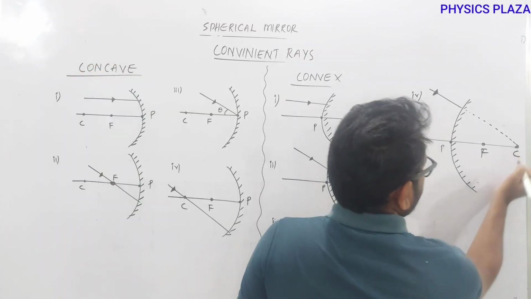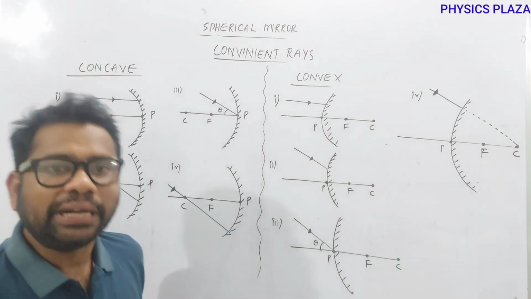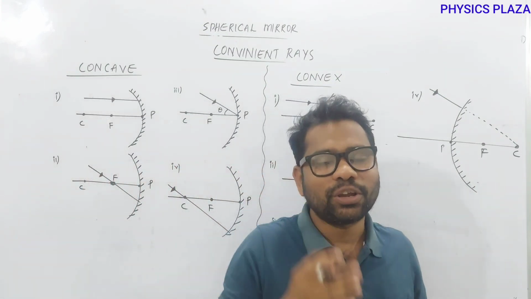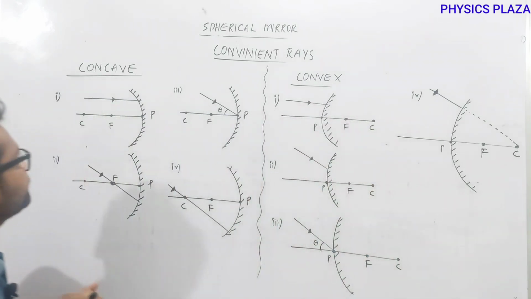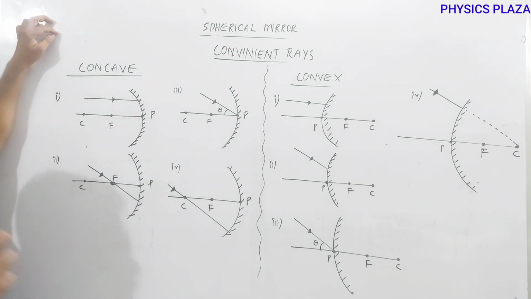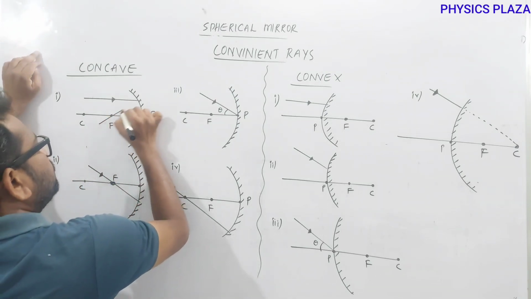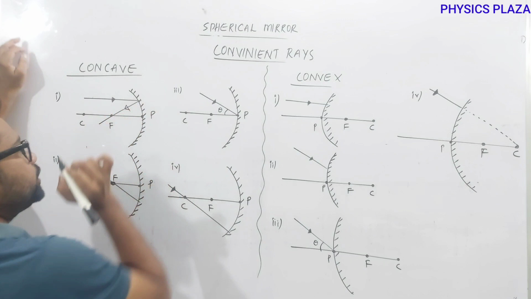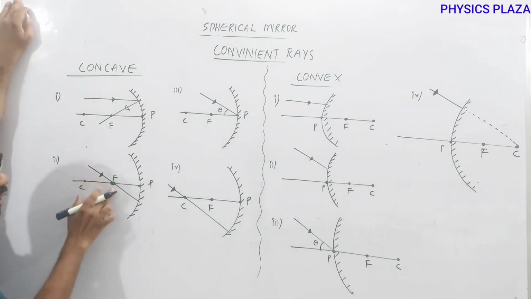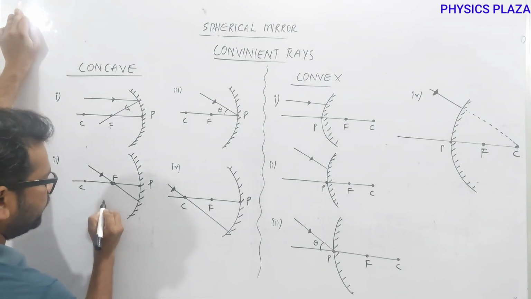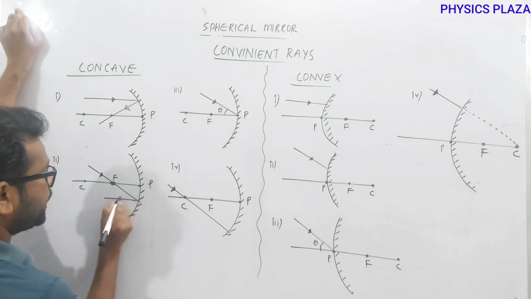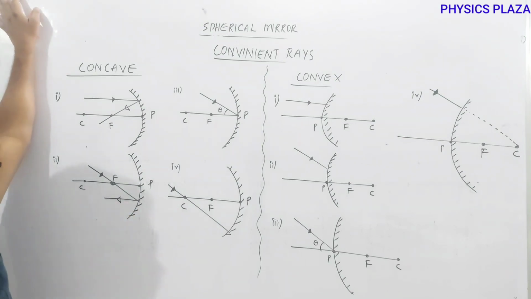Let us say this is C. Children, these are the convenient rays which we are going to consider in order to make a ray diagram with either a concave mirror or a convex mirror. Look at it, children. For a concave mirror, if any light ray is coming parallel to the principal axis, after reflection, it must pass through the focus. Whereas, if any light ray is passing through the focus of a concave mirror, after reflection, it must move parallel to the principal axis.